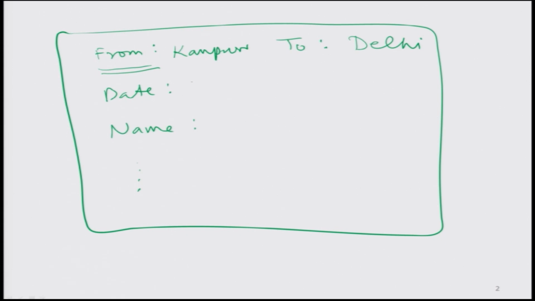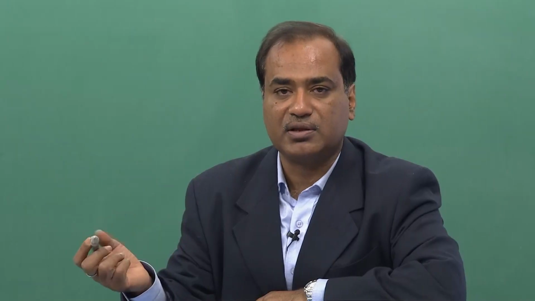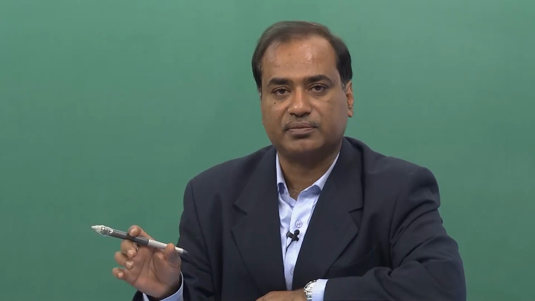Then date, whatever they enter, this comes over here, say 7th of January 2017, and name, whatever is the name of the person, say Mr. whatever it is. So, you can see here there are two types of entries. One type of entries which are already there: from, to, date, name, etc. And second type of entries are which the person at the ticket counter is entering. But what is the requirement? The requirement is that finally whatever input has been given, that has to be printed at a particular place.